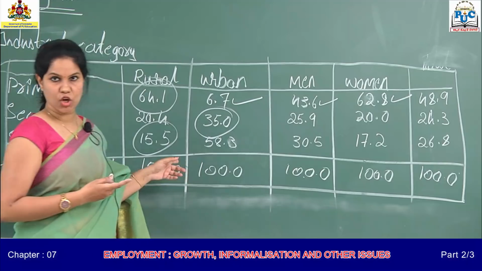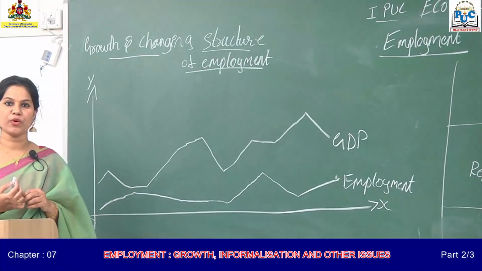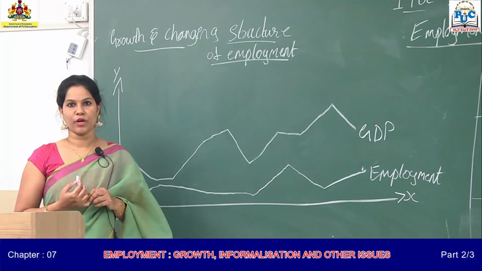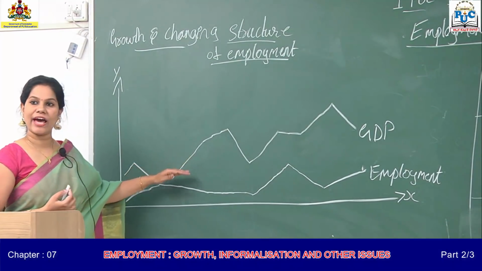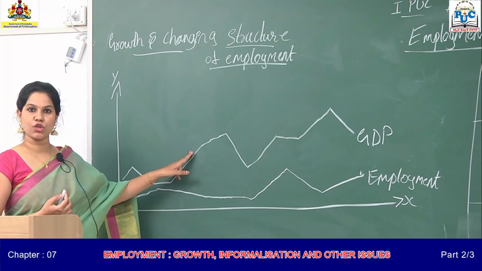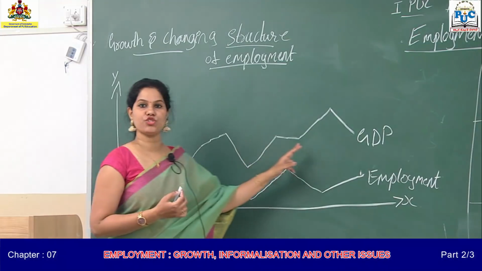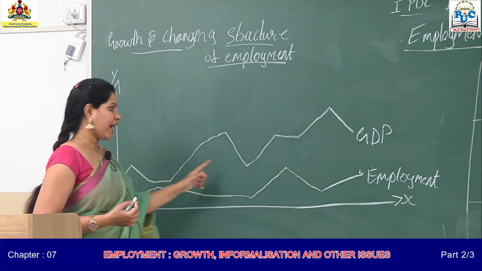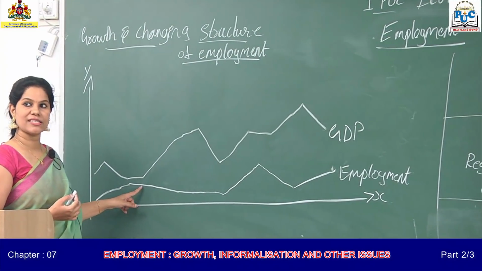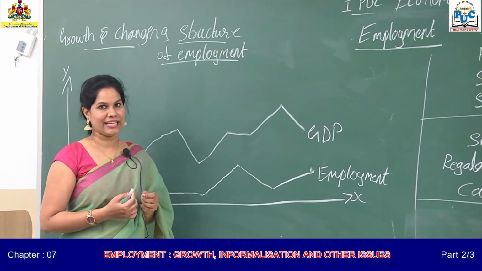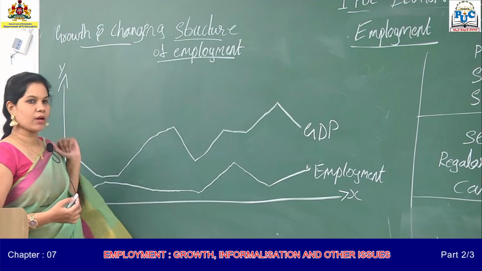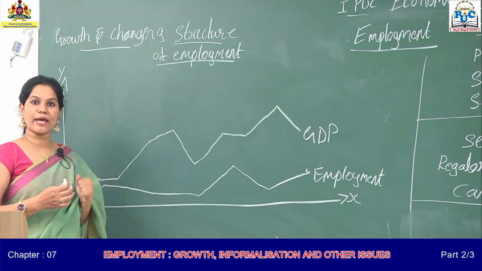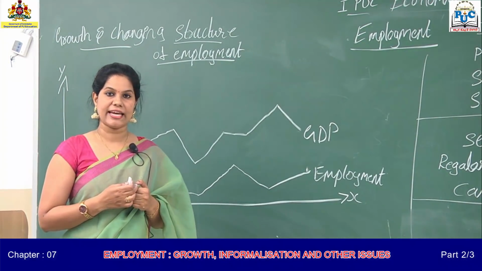So the last topic which I'm going to discuss today is growth and changing structure of employment. Here you have two curves. The upper curve is talking about the GDP, which is gross domestic product, and the second line is the employment line. When we talk about this, what we get to know is the gap between the GDP and employment has widened, isn't it?